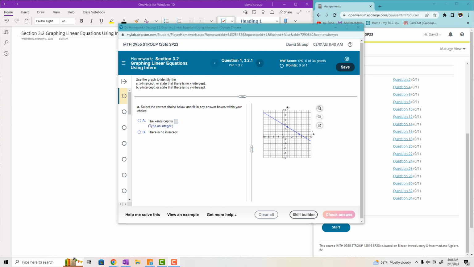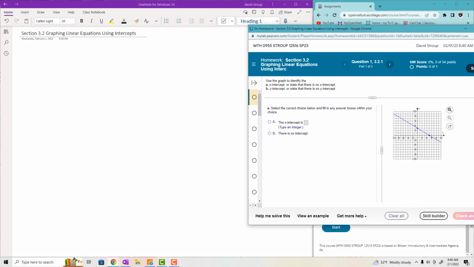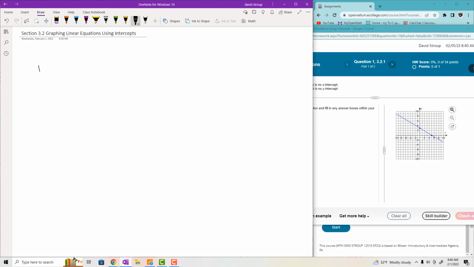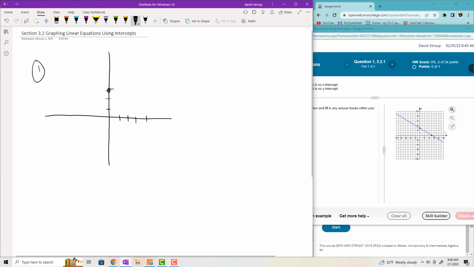This is Math 0955, and today we want to work with graphing linear equations by using their x and y intercepts. So problem 1 here, we begin just by visually identifying intercepts. Let me try to reproduce the picture here. Looks like there's an intercept on the y-axis at 3, and then there's an intercept on the x-axis at 5. Okay, so 1, 2, 3, 4, 5, and then the line is going through like this. Some arrowheads on there.